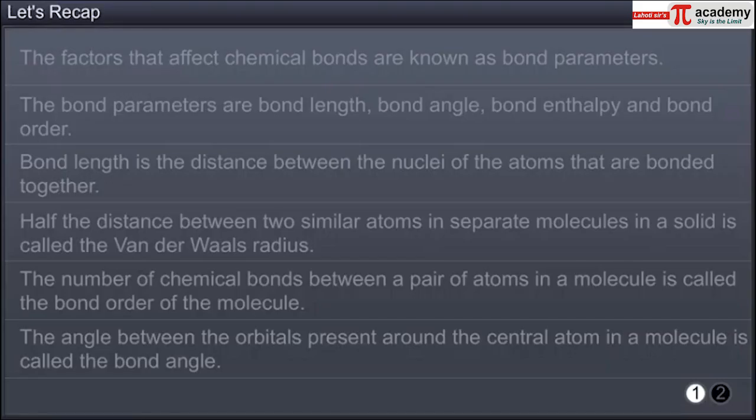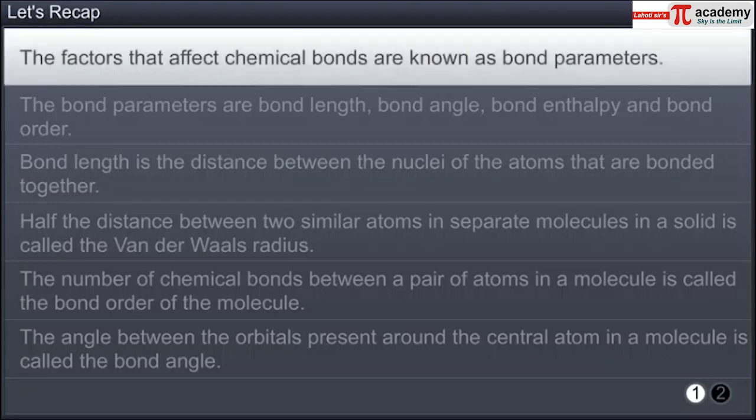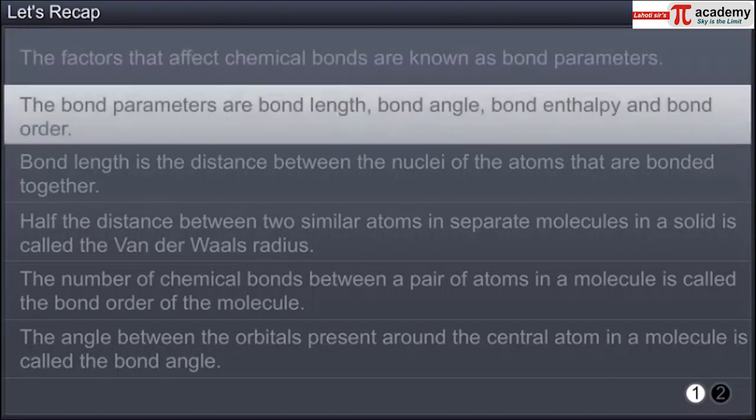You have now reached the end of this module. In this module, you learned that the factors that affect chemical bonds are known as bond parameters. The bond parameters are bond length, bond angle, bond enthalpy, and bond order.